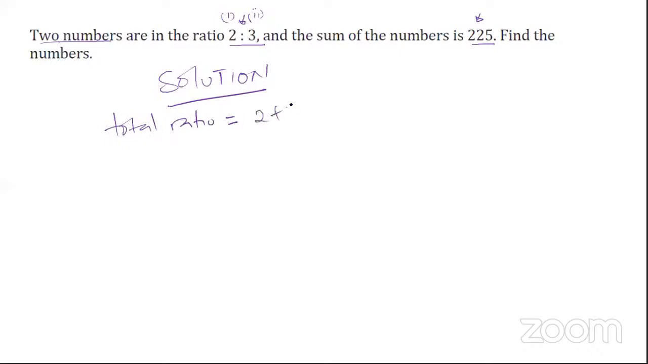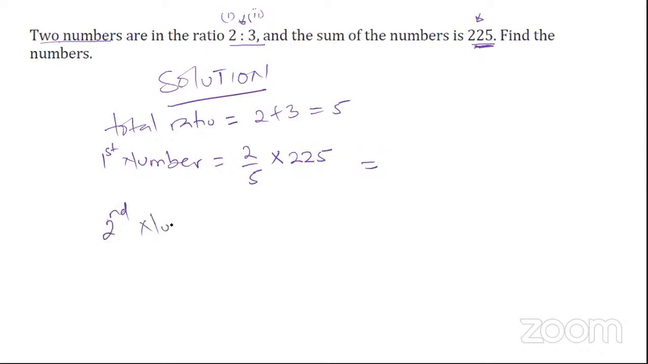Total ratio is 2 plus 3, which is what? Which is 5. So for the first number, it will be 2 out of the 5 times the total number, which is 225. Then you get that number. Then the second number will be 3 out of 5 times 225. Okay? And then we get that.